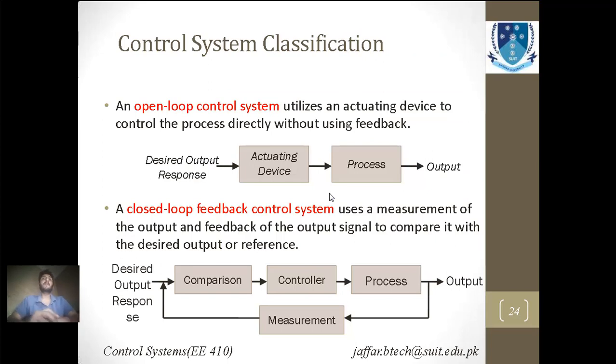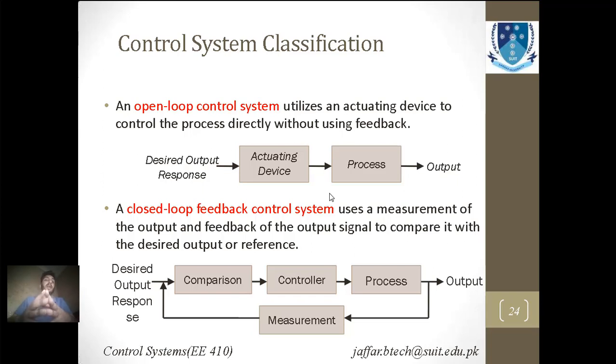Now coming towards the last topic of today's class, the classification of control systems. There are two classes of control system. One is known as the open loop control system, and the second one is known as the closed loop control system. The names show the definitions of these systems. An open loop system is a system in which you give input to the system, and the system performs and gives some output, and you do not care about the output.